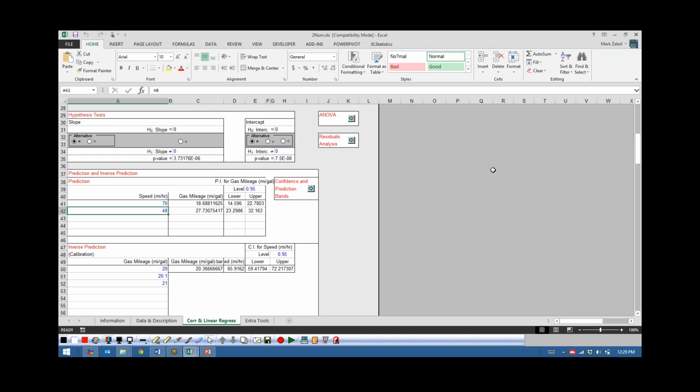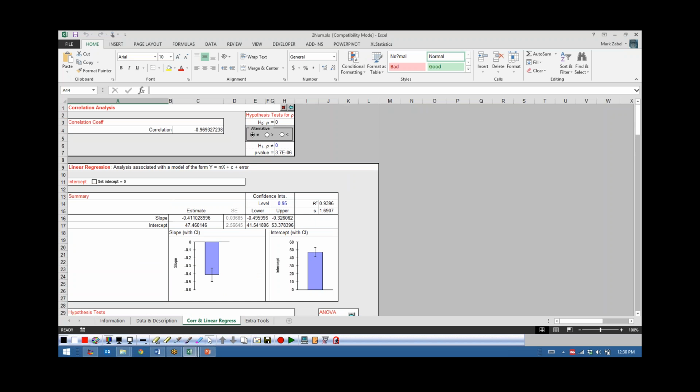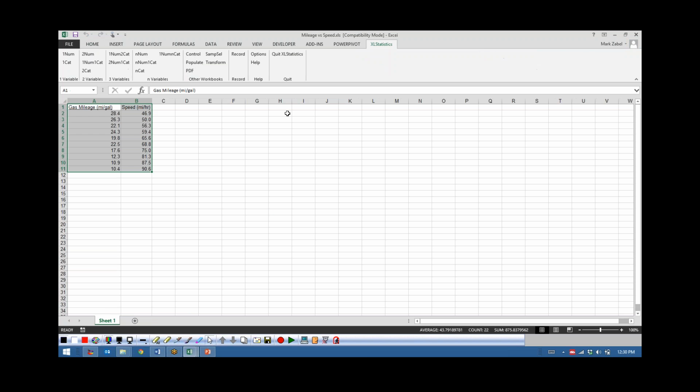And you can type in different ones, like 60 or what have you. Okay? And you can do more. There's no limit on that. All right. So that's basically it for doing a regression.